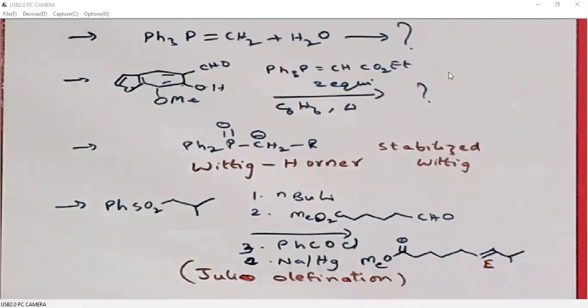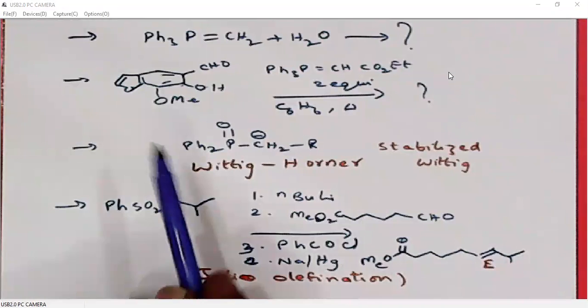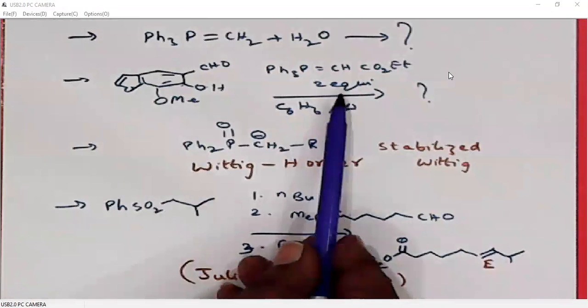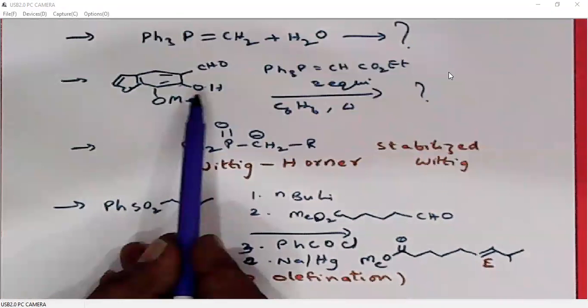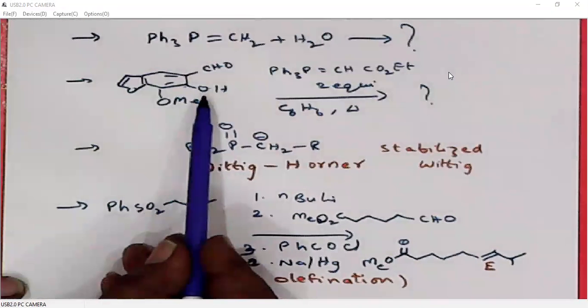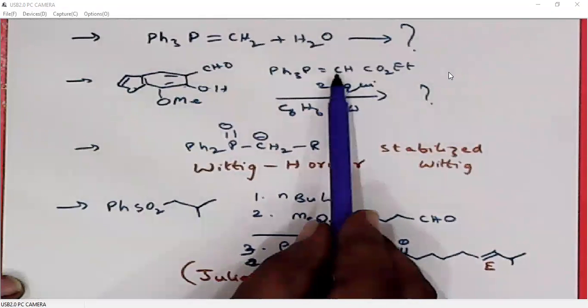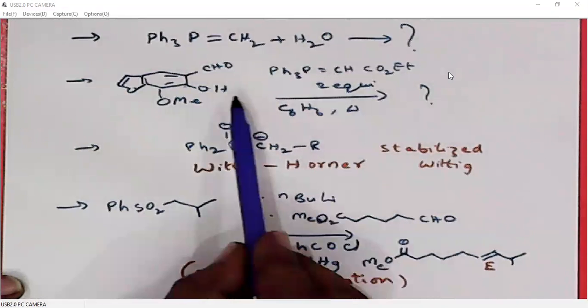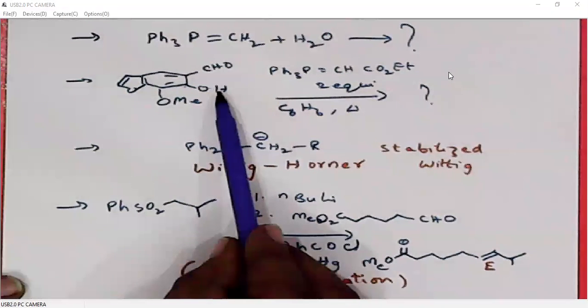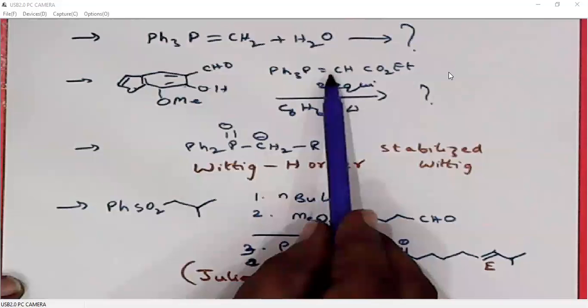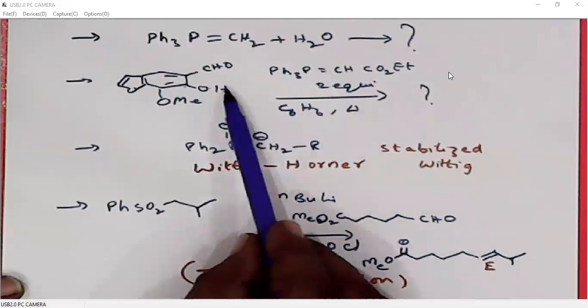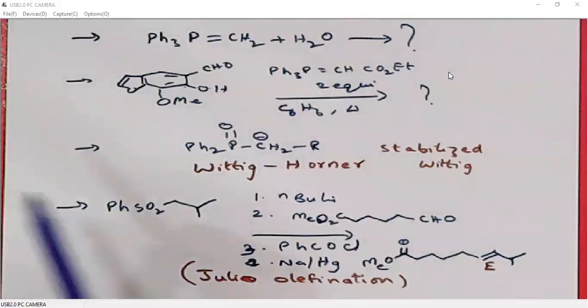Now, I have asked you a question: why are we using two equivalents in this case? Because we have an alcohol group here. One Wittig reagent will pick up a proton from this. So that is why one Wittig reagent will be wasted here, right? So that is why we must use two equivalents.